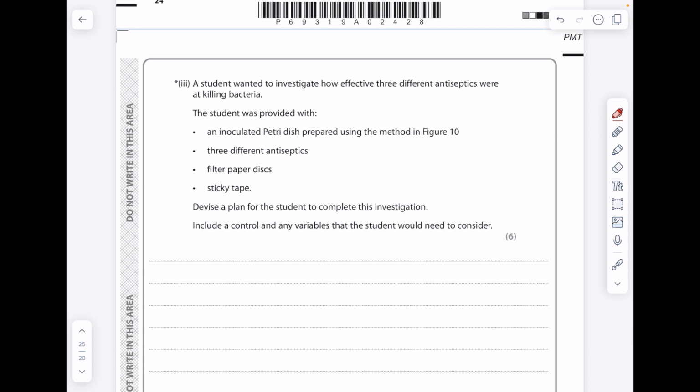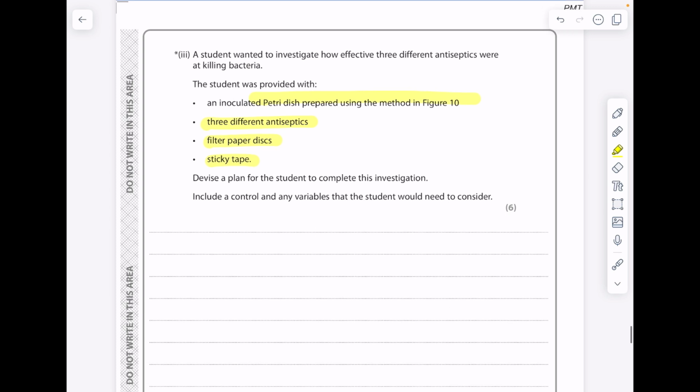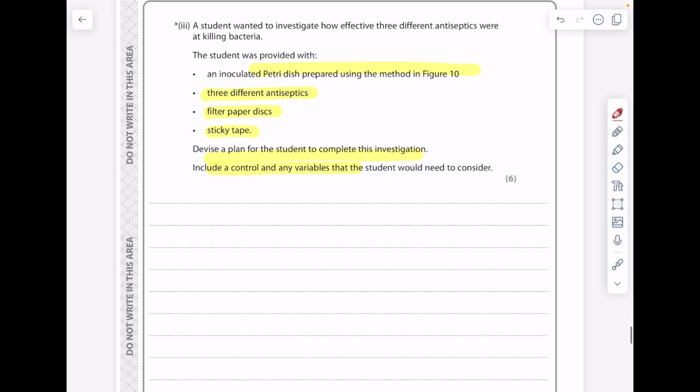A student wanted to investigate how effective 3 different antiseptics were at killing bacteria. The student was provided with an inoculated Petri dish prepared using the method in figure 10, 3 different antiseptics, filter paper discs and sticky tape. Devise a plan for the student to complete the investigation, include a control and any variables. Great, I love variables. So our independent variable, what we're changing, we're using 3 different antiseptics.